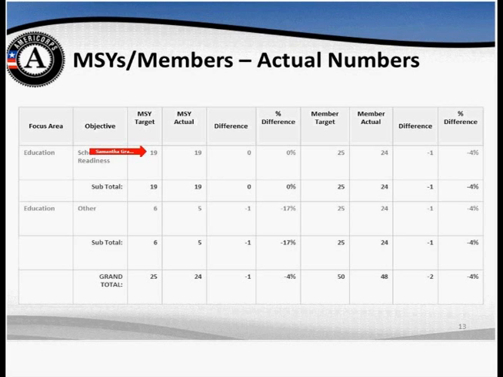In recording the members engaged in activities related to these objectives, they had anticipated that 25 members would be engaged in activities related to both of these objectives. They did have 24 engaged in activities related to both.